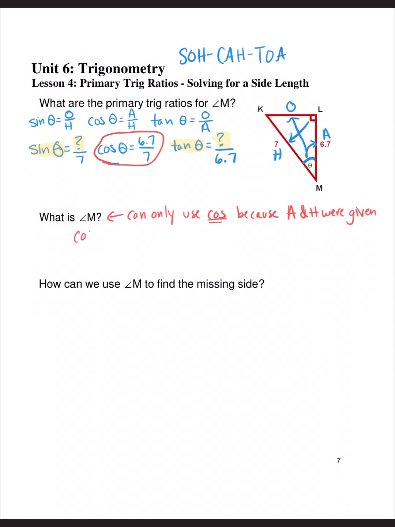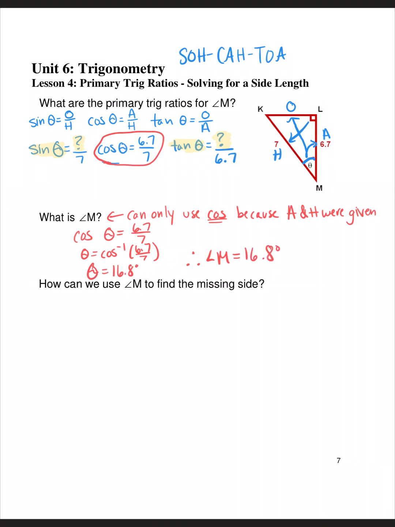So we would say that the cosine of theta, or M, is equal to 6.7 divided by 7. So we learned in that last unit we could take the cos inverse to isolate theta. And we should get that theta equals 16.8 degrees. So we can say therefore angle M is 16.8 degrees.